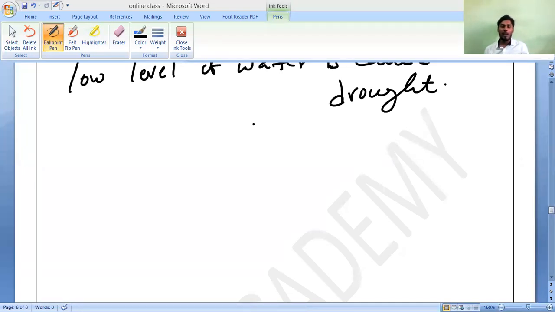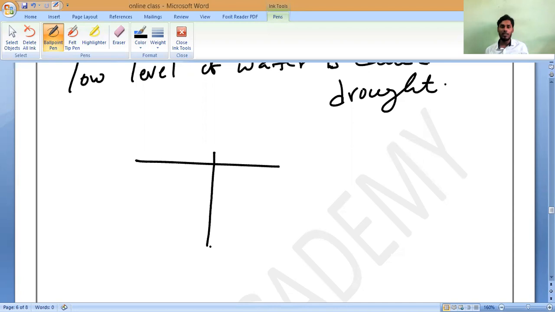Will you believe it? Suppose in Pudukkottai, if you take, how many feet are you digging inside the ground for the groundwater? Around maybe less than 300, maximum 300 feet. Is it yes or no? Maximum, correct or not?